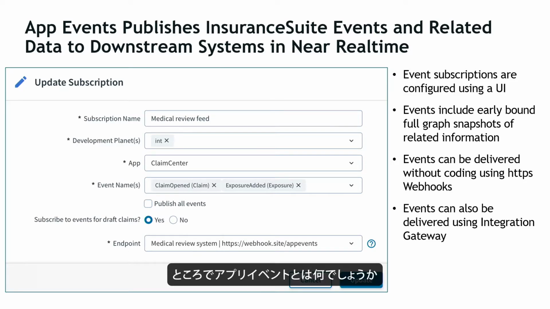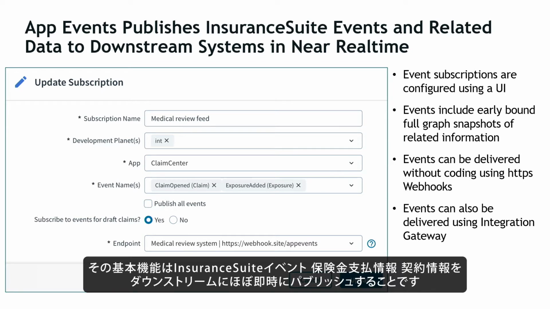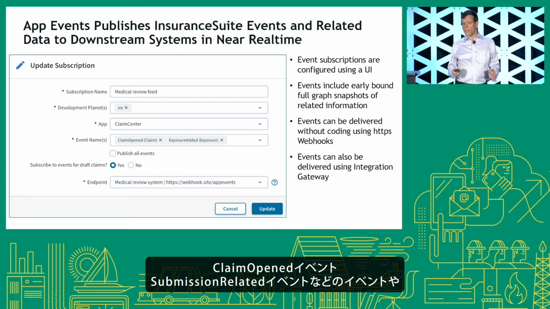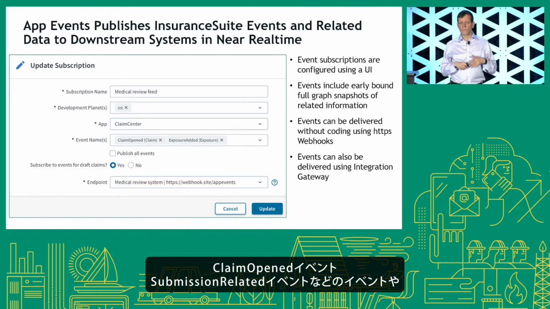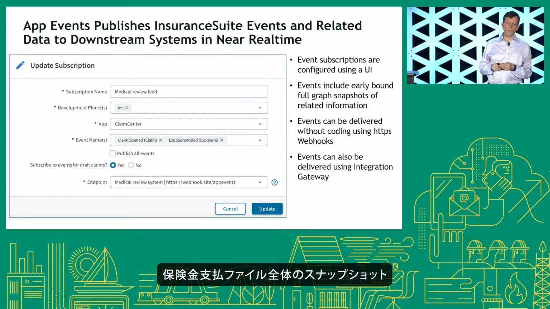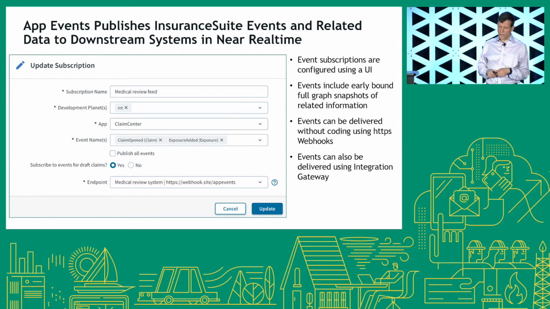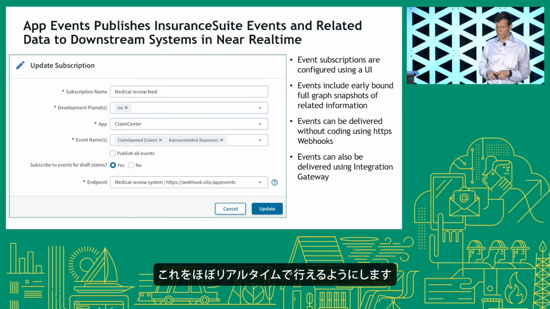So what is App Events? Basically, App Events publishes InsuranceSuite events and related claim or policy information to the downstream system in near real time, okay? The event could be something like a claim opened, a submission-related event, and so on. And then the related data is a snapshot of the entire claim, or a snapshot of the policy or the account and so on, okay? So we want to be able to publish this in near real time.